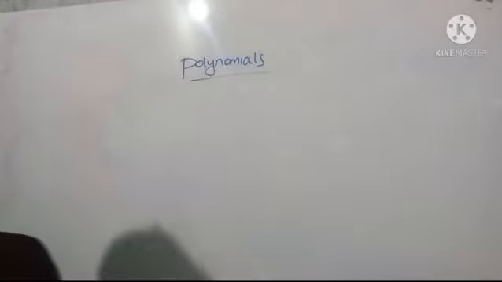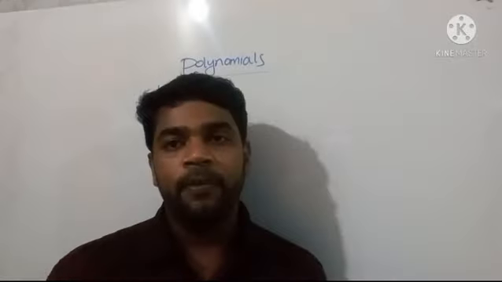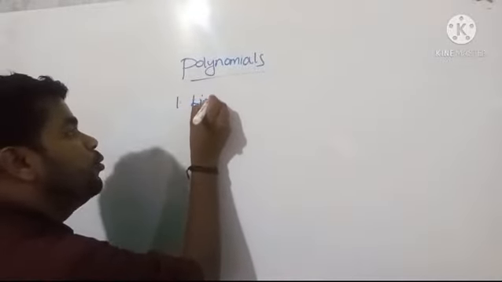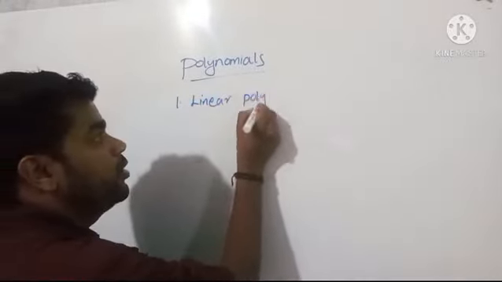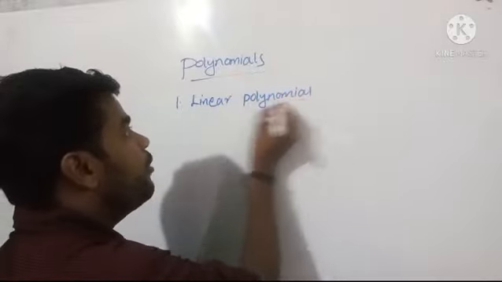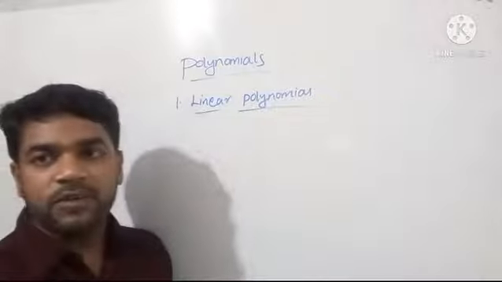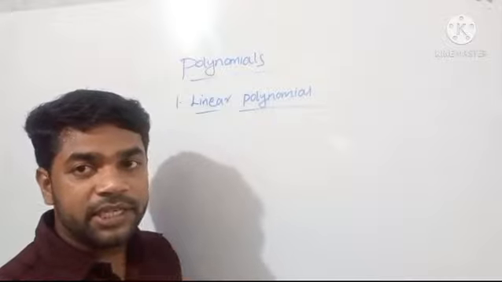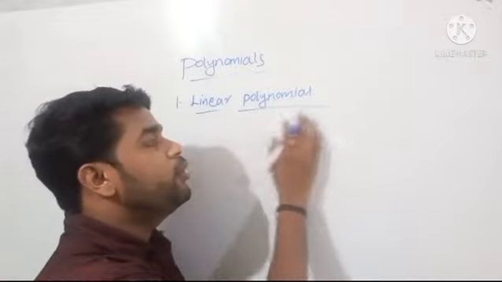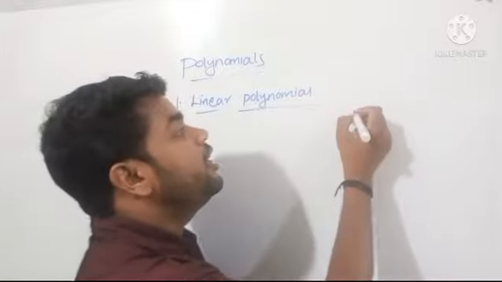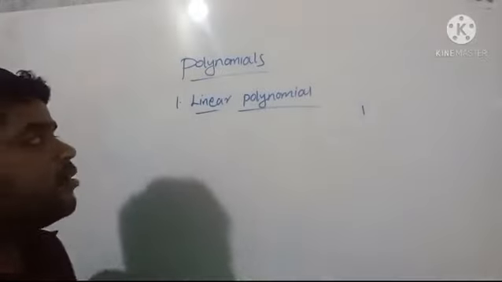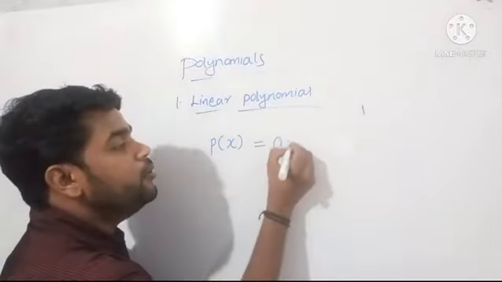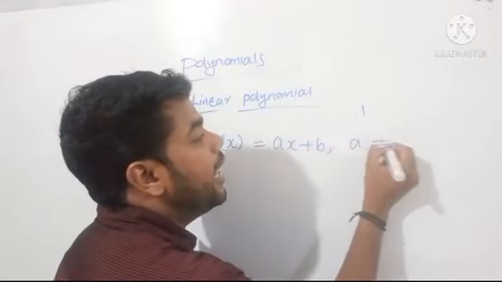Next we are going to discuss how polynomials are classified based on degree. The first one is the linear polynomial. What do you mean by linear polynomial? You are familiar with the term linear from linear equations, where linear means degree 1. A linear polynomial is a polynomial having degree 1. The standard or general form is p of x equals ax plus b, where a is not equal to 0.